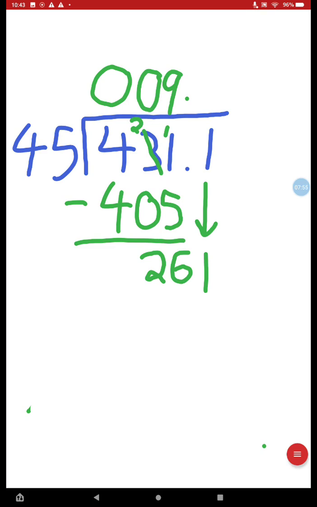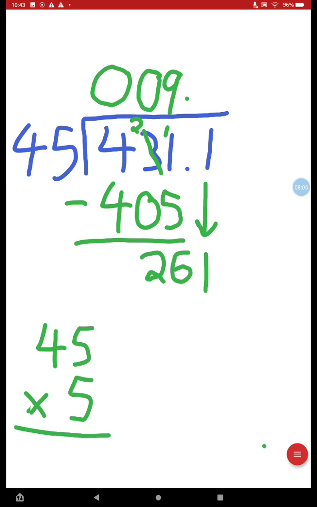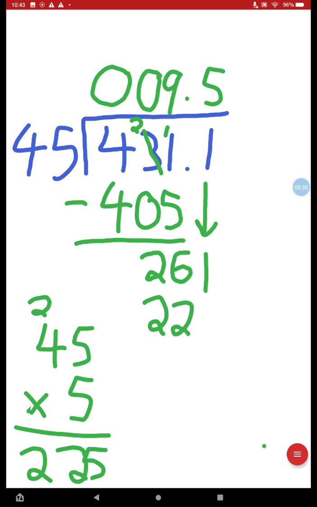So down here, let's do our little two-step multiplication. 45 times 5. Let's check. Say with me. 5 times 5 is 25. Write the 5, carry the 2. 5 times 4 is 20. Plus 2 is 22. Hey, I got 225. Okay, that's under 261. Let's put the 5 up here. Let's put 225 down here.